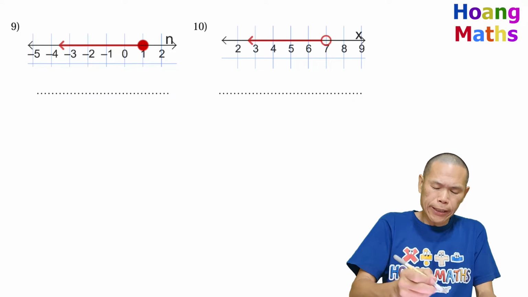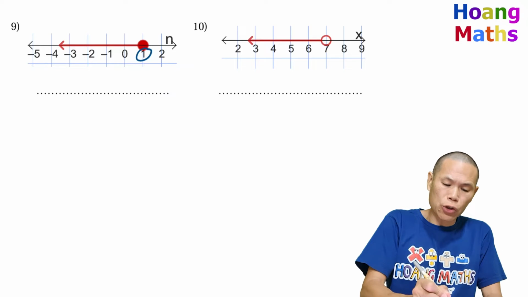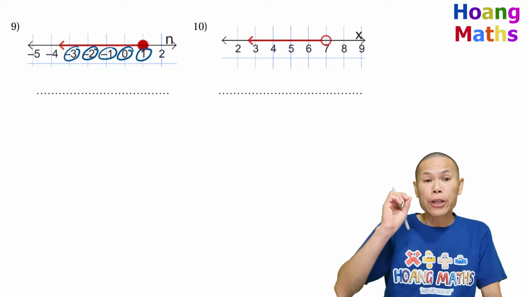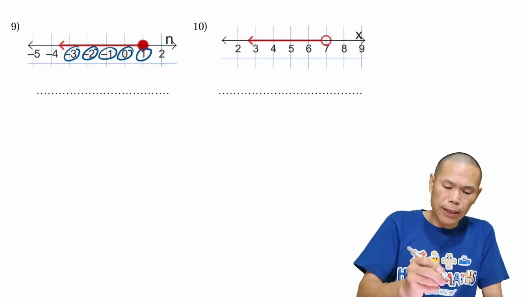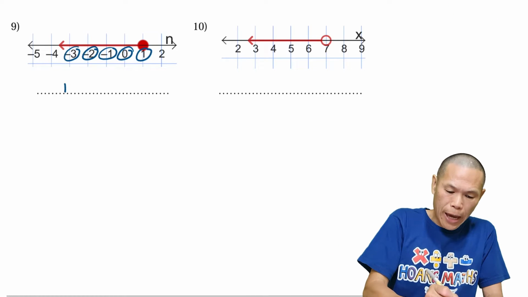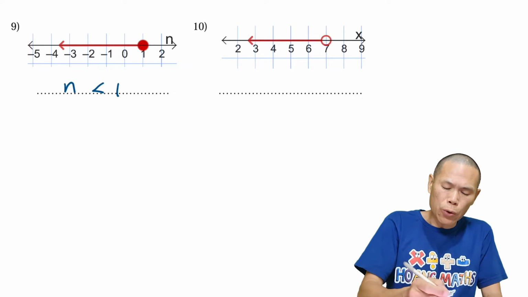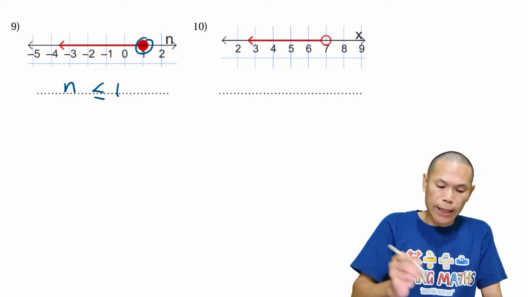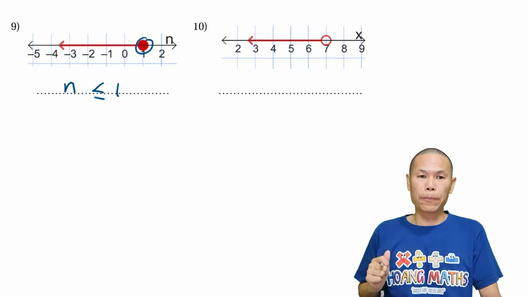So we know that these are n values. We start from 1 and then we're heading to the left. So that means 0, -1, -2, -3, and so on. These numbers are less than 1. So that means these numbers are n. So n is less than 1, but because the circle is not empty, we have an equal. That is n is less than or equal to 1.